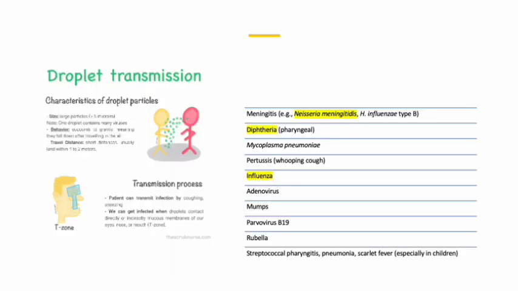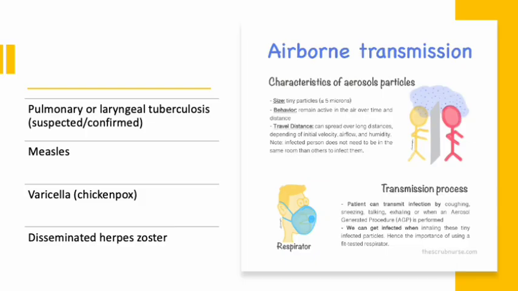Droplet precautions protect against infections like influenza and Neisseria meningitis and diphtheria. A healthcare worker should wear a surgical mask and eyewear when coming in close proximity, that is within 1 to 2 meters, to the patient harboring these infections.